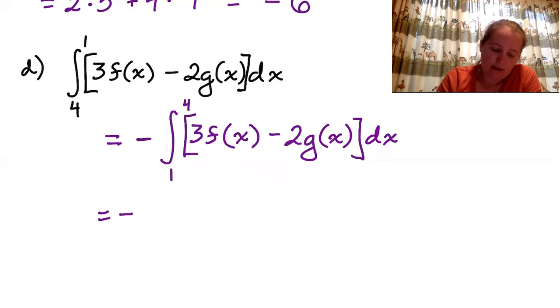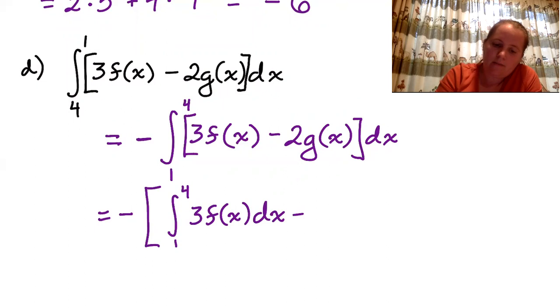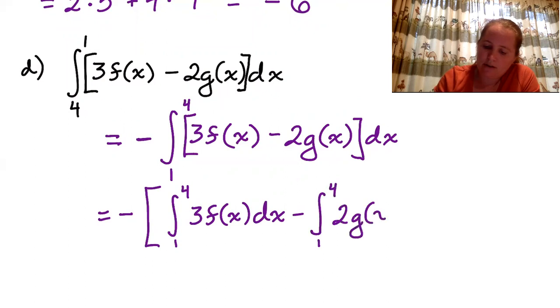So we have a negative times the definite integral from 1 to 4 of 3 f of x dx. And then minus, sorry, minus the definite integral from 1 to 4 of 2 g of x dx.